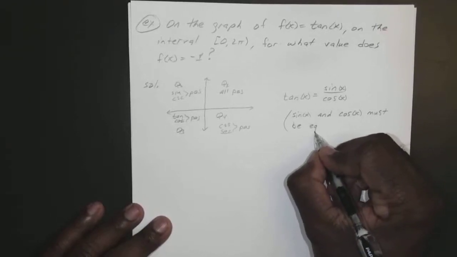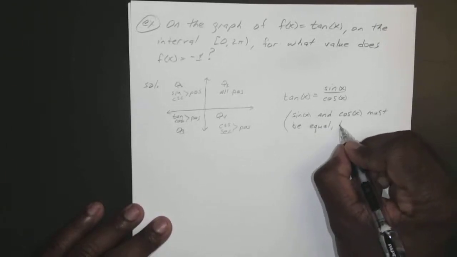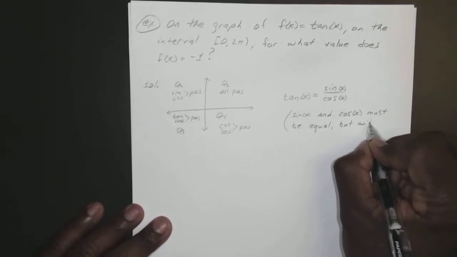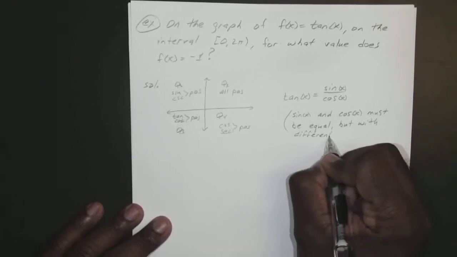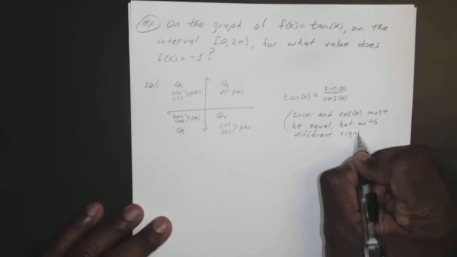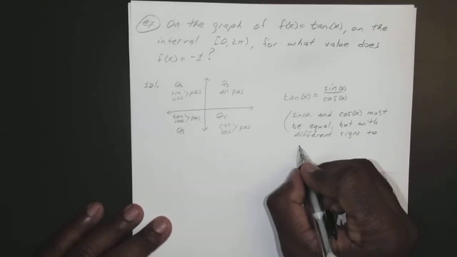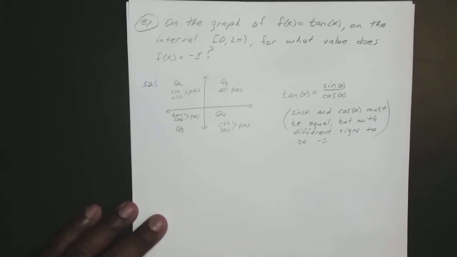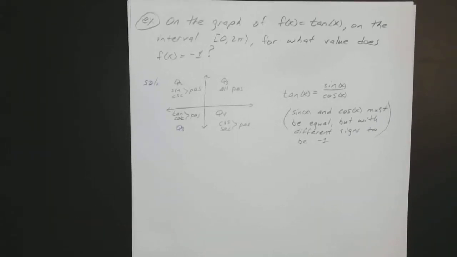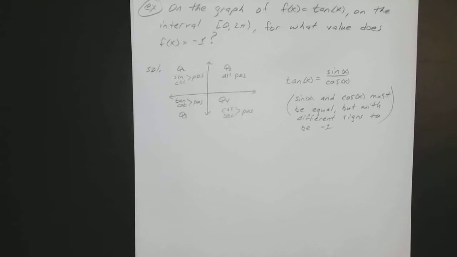Equal, but with different signs, to be -1. All right. So if they have to be equal with different signs, we just have to find out which quadrant has them being negative, and go from there.